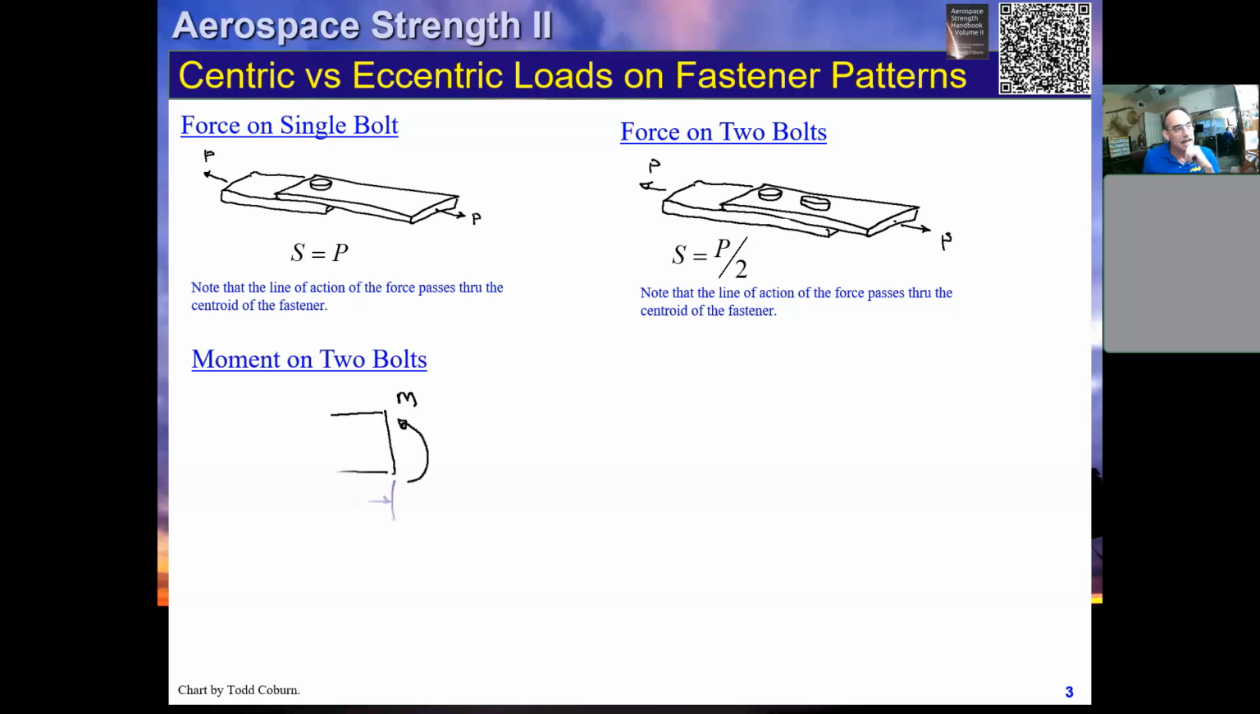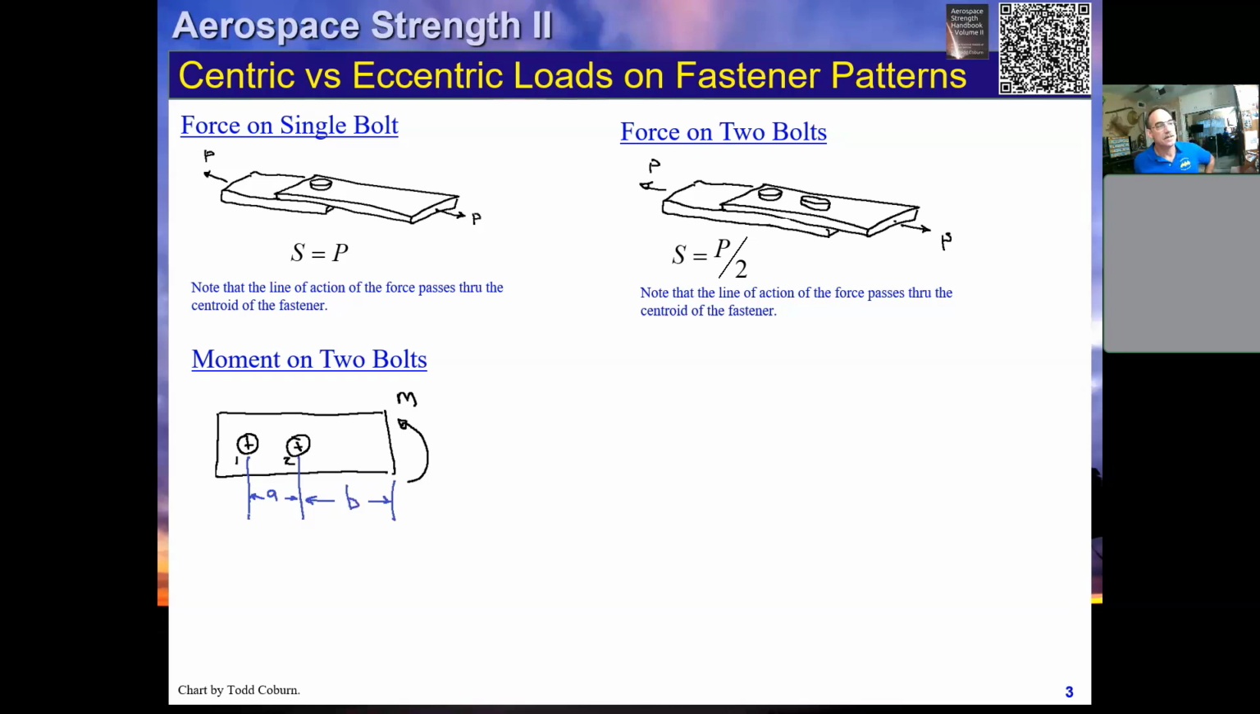Now let's take a look at a joint. Let's say this plate is mounted to some other structure with two bolts. And let's say we have a moment applied. Now, it's going to be a little more challenging. We cannot use what we've already learned to solve this without going back to statics and equivalent load systems.